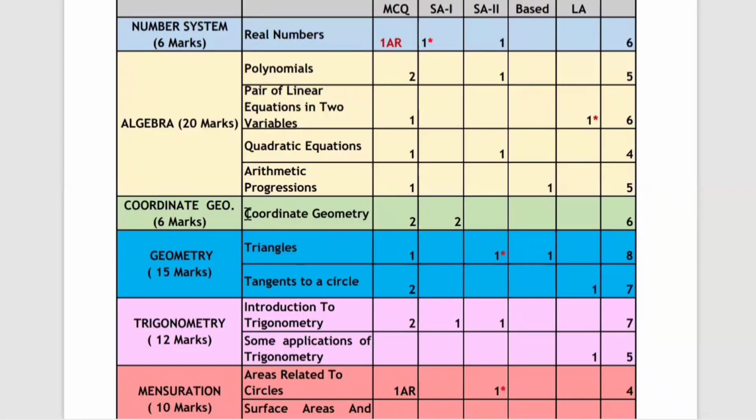We come to the next unit, Coordinate Geometry, of 6 marks. There are 2 questions of 1 mark and 2 questions of 2 marks. In all, we have 4 questions, 6 marks total.